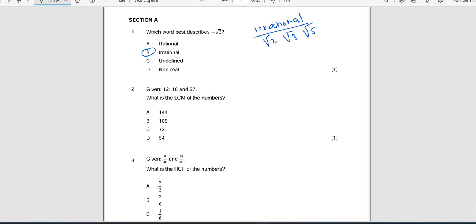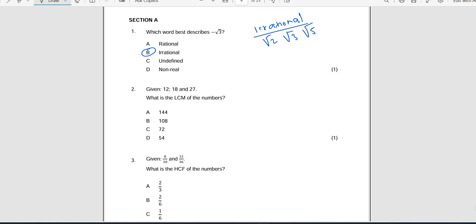Okay, guys, number 2: given 12, 18, and 27, what is the lowest common multiple of these numbers? As I mentioned in our previous question paper, the simplest way to get the lowest common multiple is to use a tree diagram. It might be time consuming, but this is the simplest way.